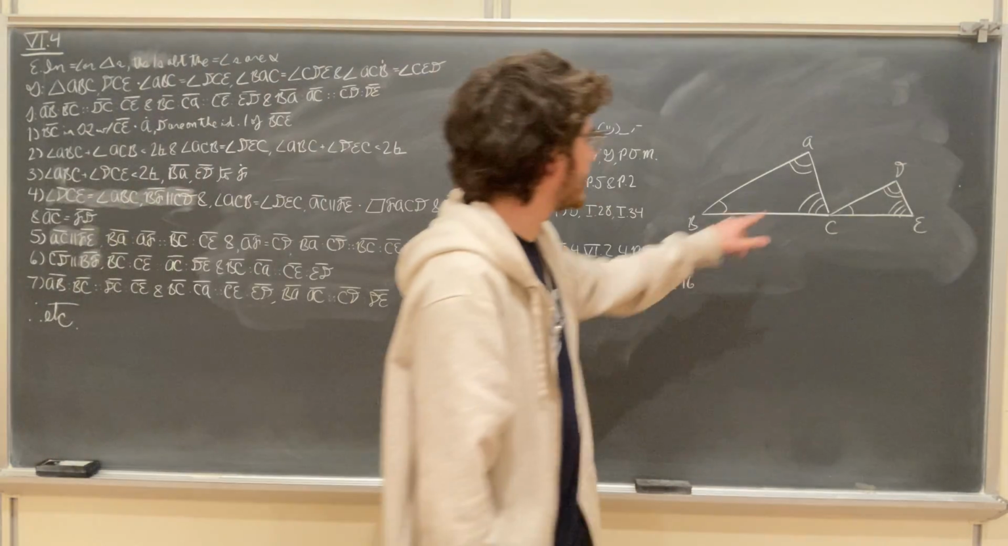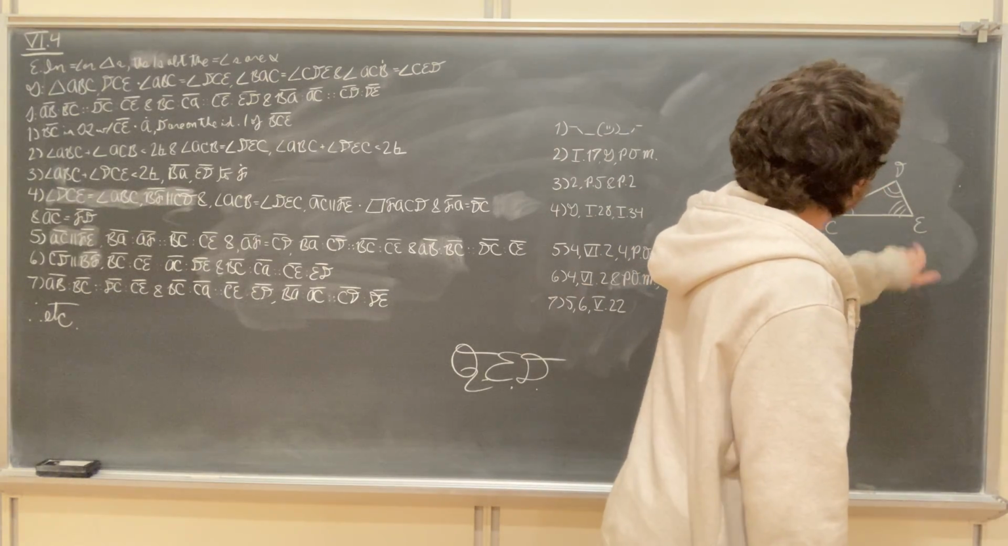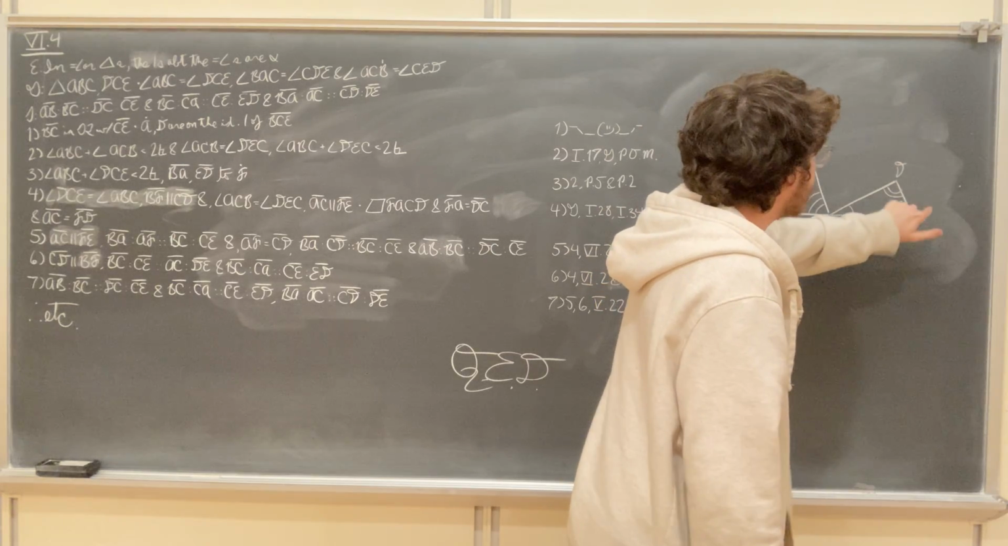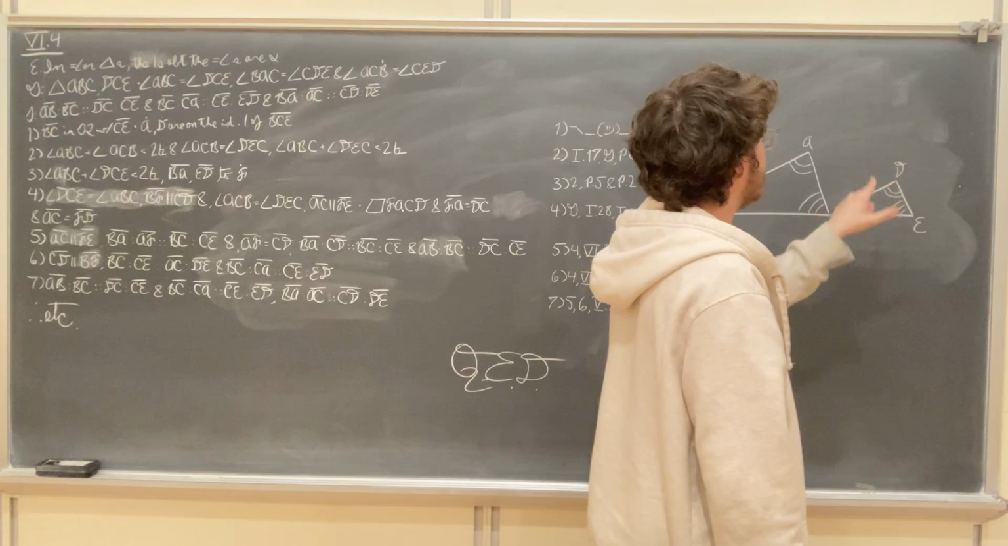And what that's going to mean is that we're going to prove that AB is to BC, just as DC is to CE. Next, that BC is to CA, just as CE is to ED. And finally, that BA is to AC, just as CD is to DE.